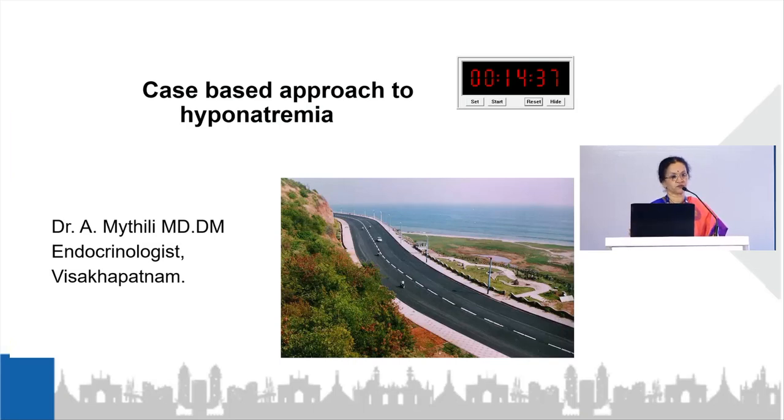Four hormones, aldosterone, antidiuretic hormone, cortisol, and thyroxine, are essential for maintaining sodium and water homeostasis. What I will do in the next few minutes is present four cases. But before I move on to the cases, I will spend a couple of minutes on the basics of sodium and water homeostasis.